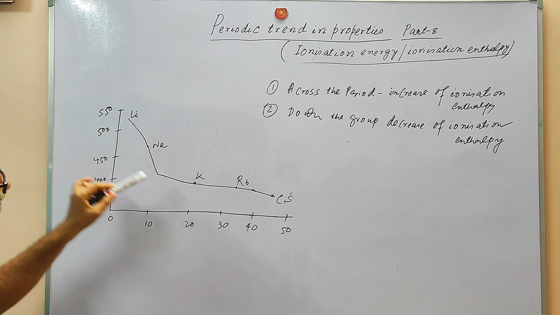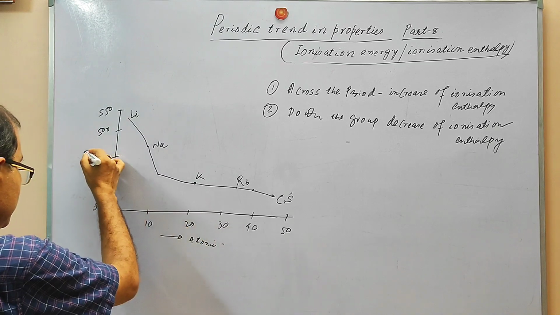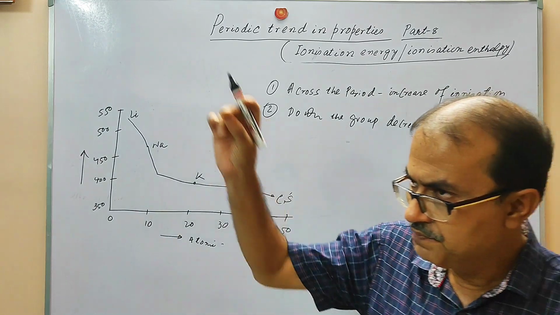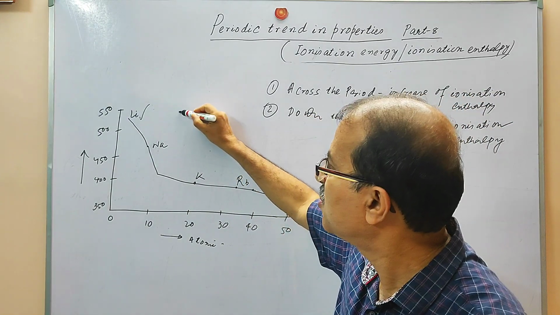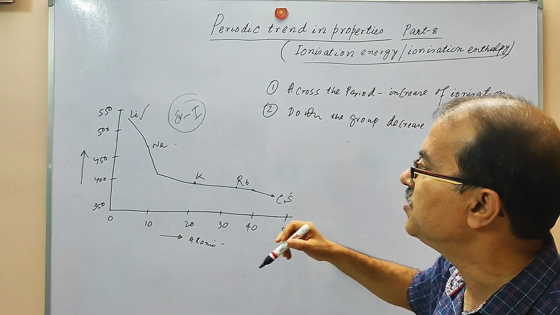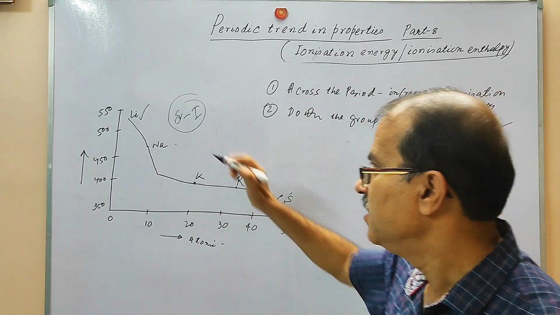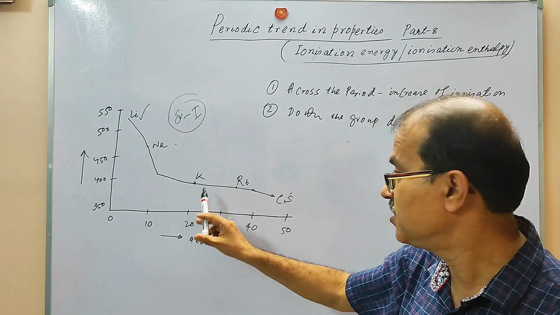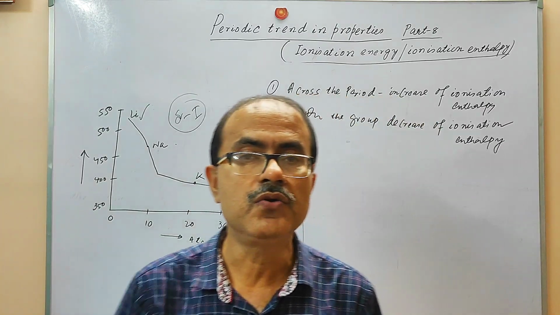You have this graph. In this graph, this is the atomic number, and this is your ionization enthalpy. And you can see that as we go down from the top of the group, we are talking about group number 1. The top of the group is lithium, then sodium, then potassium, then rubidium and cesium. You can see the ionization enthalpy has been continuously decreasing. Lithium is the highest, around 550, then around 400, 450, and then potassium, then rubidium and cesium. So that is the trend down the group.